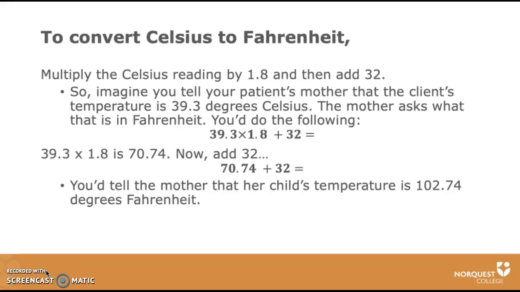39.3 times 1.8, that number added to 32. 39.3 times 1.8 is 70.74. Now add 32. 70.74 plus 32 equals? You would tell the mother that her child's temperature is 102.74 degrees Fahrenheit.